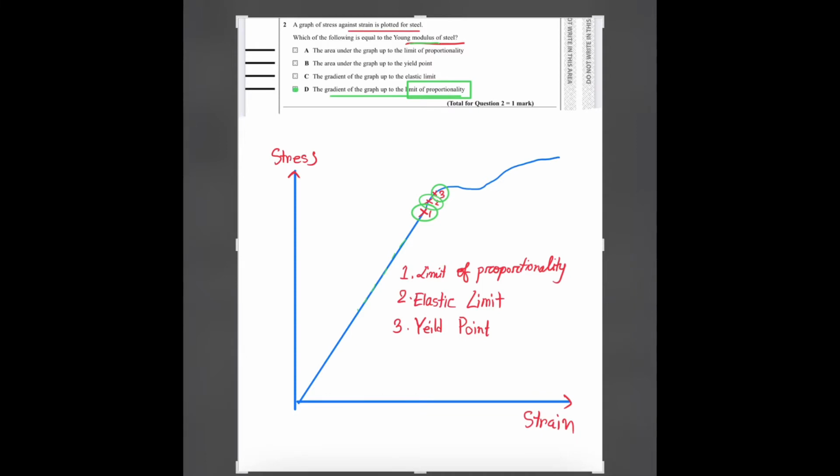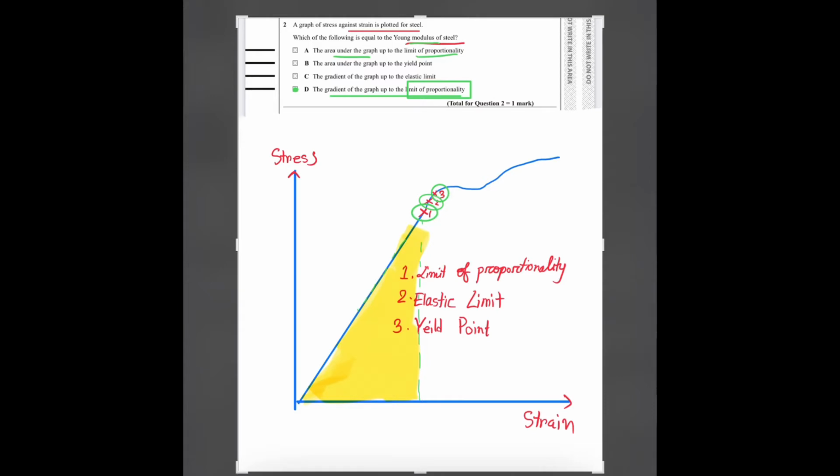The answer would not be A, because A is saying the area under the graph up to the limit of proportionality. Up to the limit of proportionality, that area is the energy stored. So if we have a graph like this and we measure the area under the graph, this area represents the energy which the spring has taken in. So A is not the correct answer.